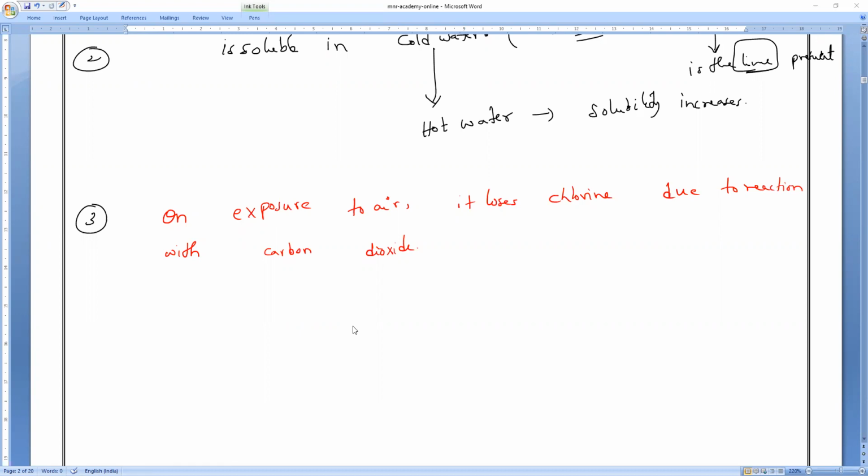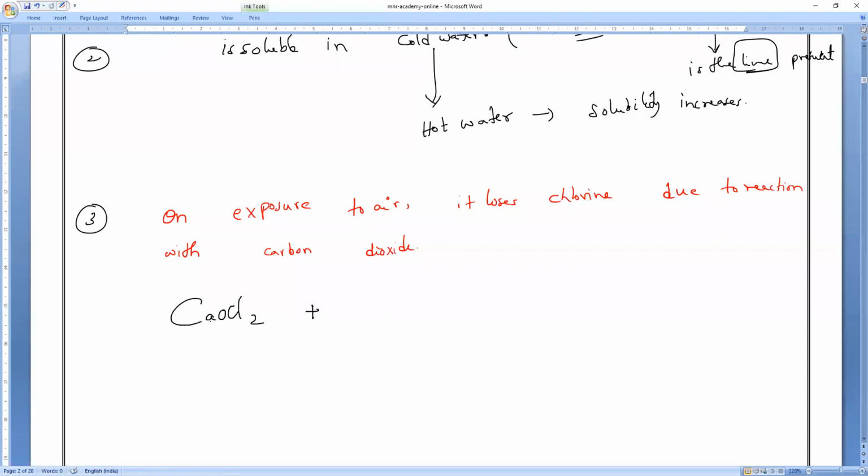What will happen when the bleaching powder is exposed to the atmosphere? Answer to the question: the bleaching powder will react with atmospheric carbon dioxide and evolve chlorine gas. That is what. Understanding? So, anyways, they can ask the question.